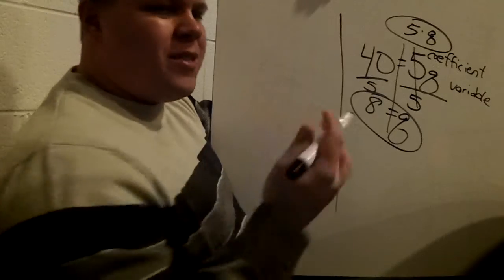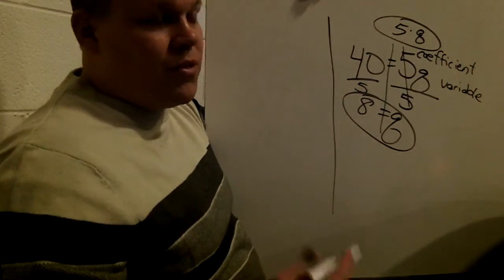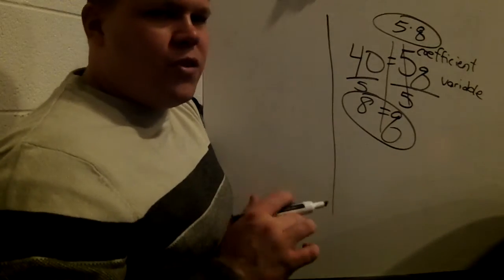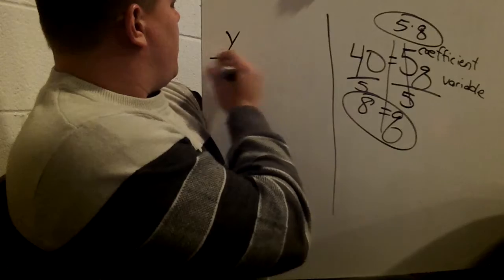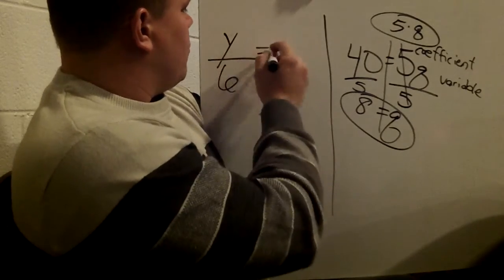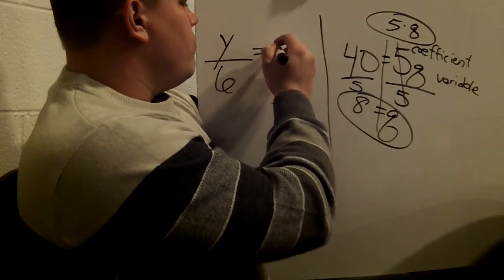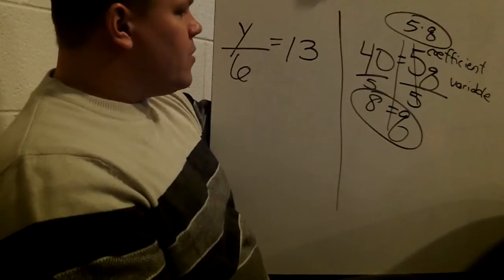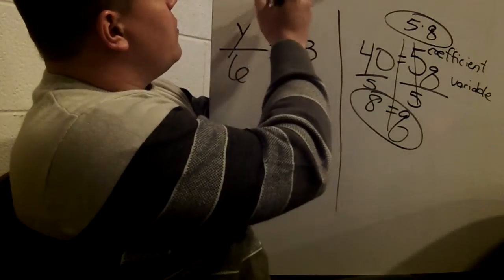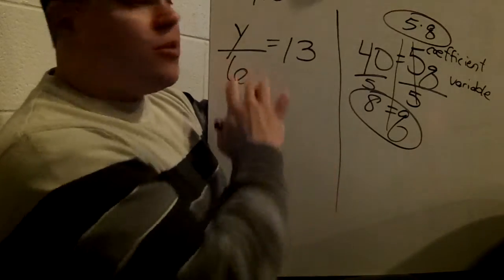So here's another example, and this is a division equation, or I like to call it a division equation. It's not really division, it's still multiplication, but it shows division in how it's structured. Let's do y over 6 equals 13. So this is another way of saying y divided by 6 equals 13, because that fraction bar denotes division.